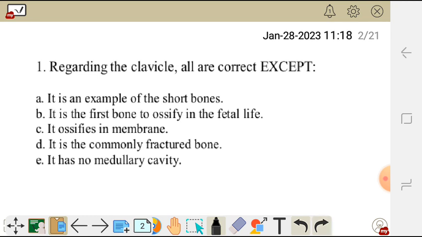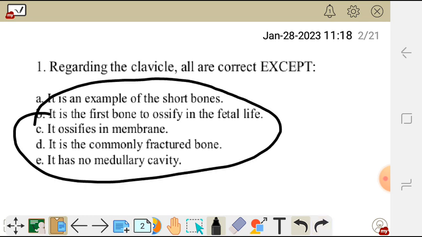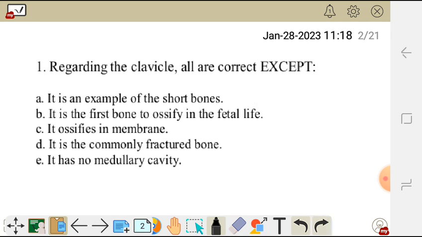Among all these, A is not correct because the clavicle is considered to be a long bone, not a short bone. So it is not an example of the short bone. So except A. Move on to question 2.